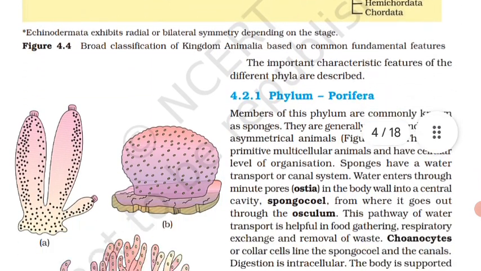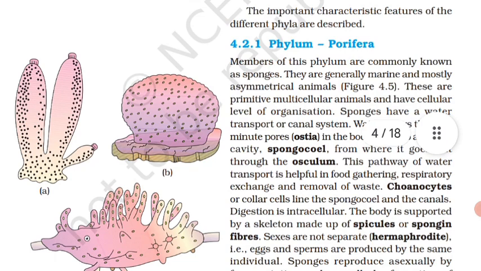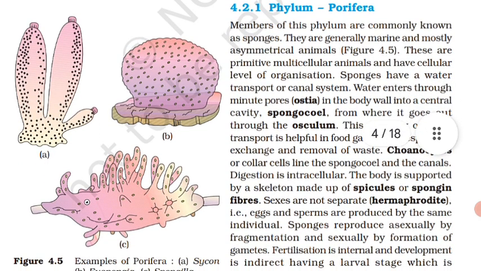Sexes are not separate, that is hermaphrodite. That is, egg and sperm are produced by the same individual. Sponges reproduce asexually by fragmentation and sexually by formation of gametes. Fertilization is internal and development is indirect, having a larval stage which is morphologically distinct from the adult.